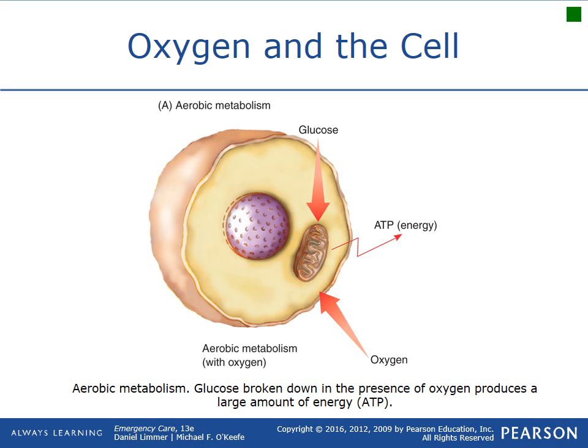So in this little dynamic here, you have aerobic metabolism. You see here the cell, the membrane, and glucose and oxygen coming in, creating that Krebs cycle, and a lot of energy production happening.